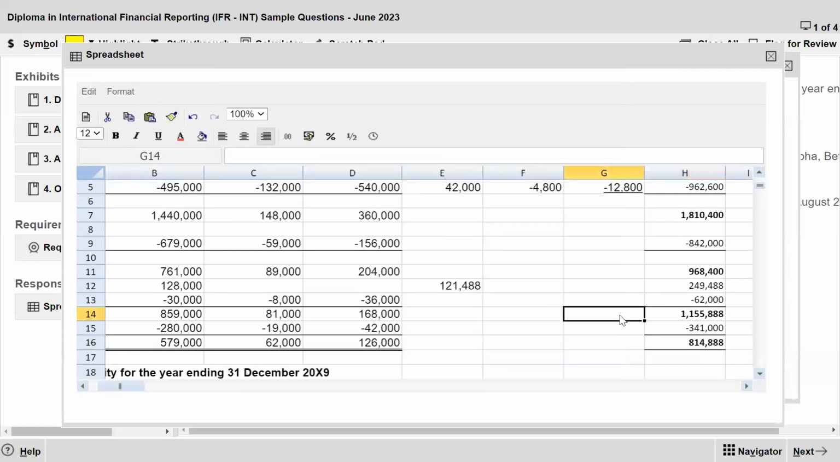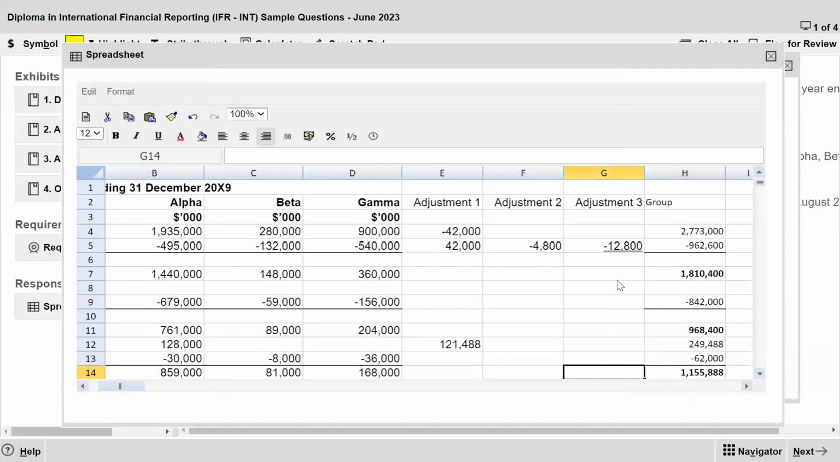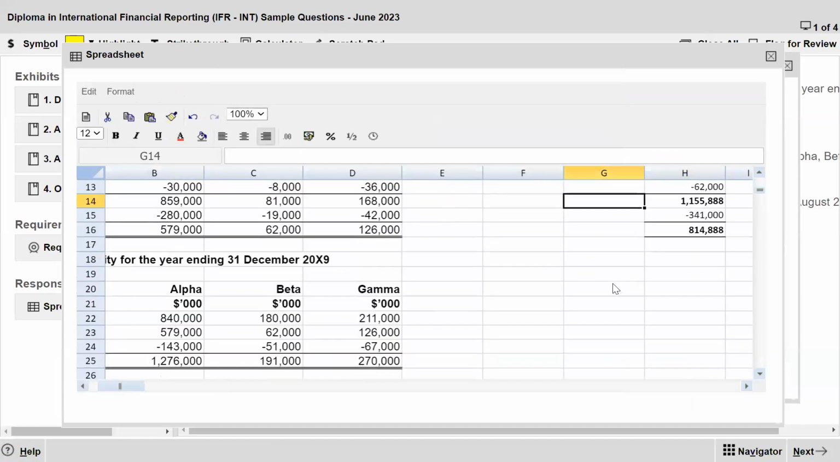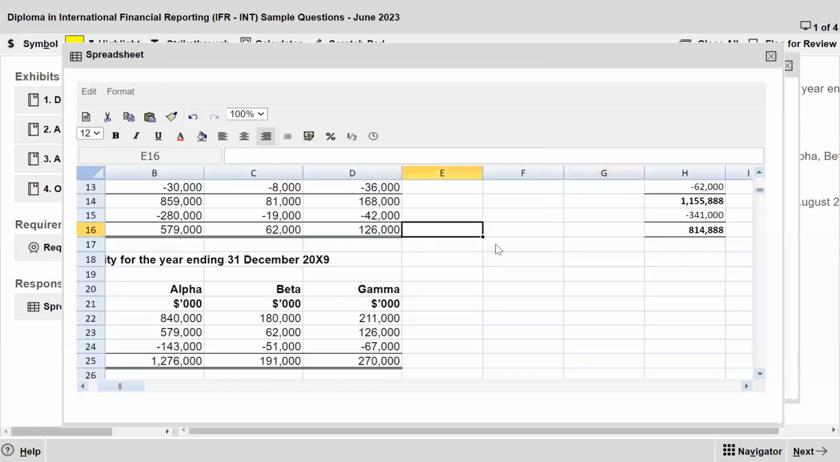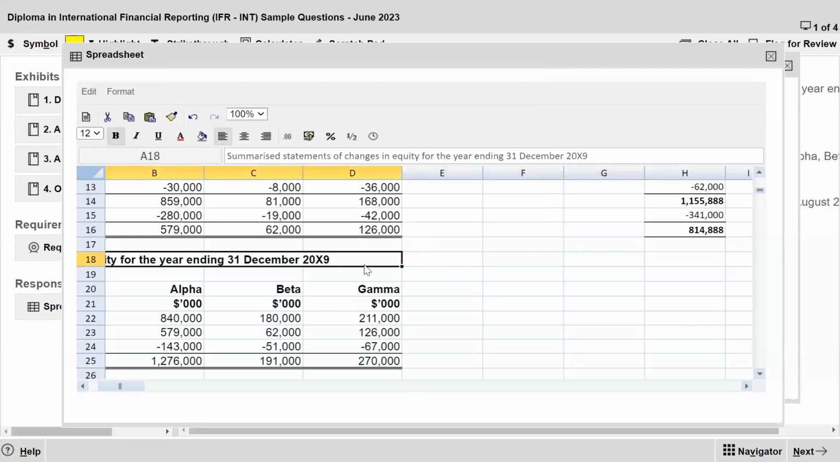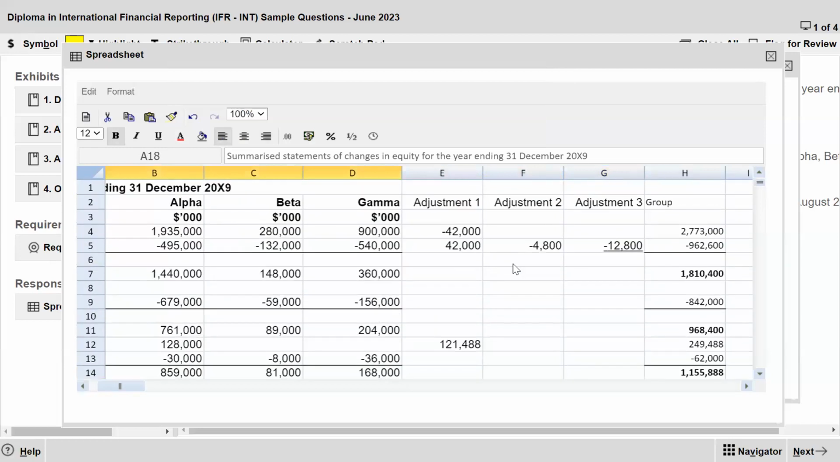Okay, so we have got this. Now this is what we have got, the profit and loss account for the year. So what was the requirement of the question? The requirement of the question is the consolidated statement of profit or loss for Alpha for the year ended 31st December 2009. Now, in addition to this, so this is basically something that you have done with respect to the group. Have I missed out any adjustment?